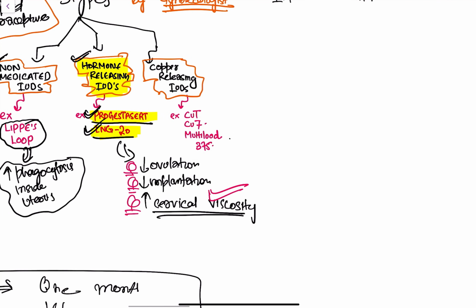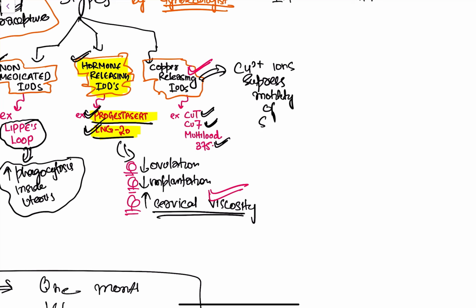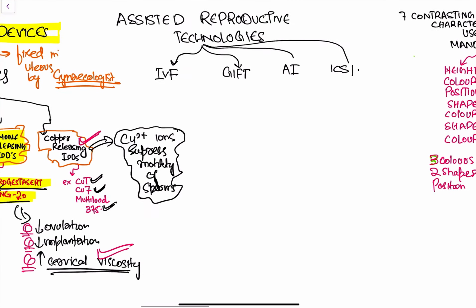Then we have these copper releasing IUDs which release copper. And you know there are various devices: Copper T, Copper 7, and Multiload 375. What does copper do? Copper 2 positive ions suppress the motility of sperms. So motility of sperms is inhibited by copper ions, and that is the mechanism of action of copper releasing IUDs. You should always remember them.